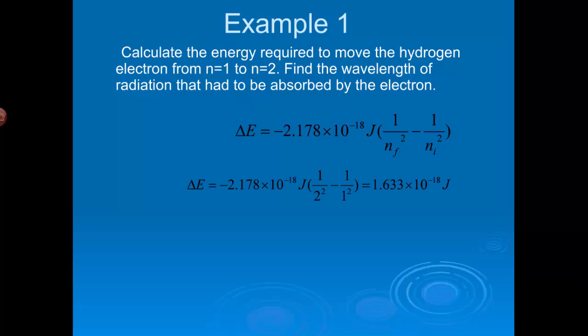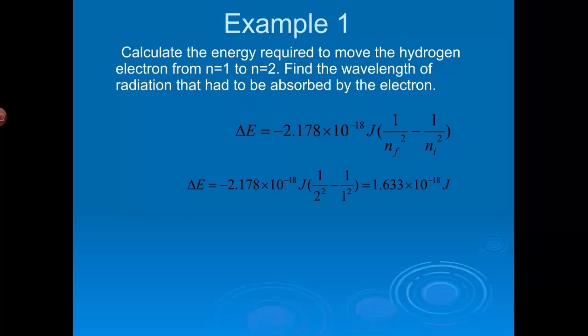So let's plug in some values here. We have 1 over 2 squared minus 1 over 1 squared. And when we solve for delta E, we get 1.633 times 10 to the minus 18th joules. That's how much energy is required to move the hydrogen electron from n equals 1 to n equals 2.